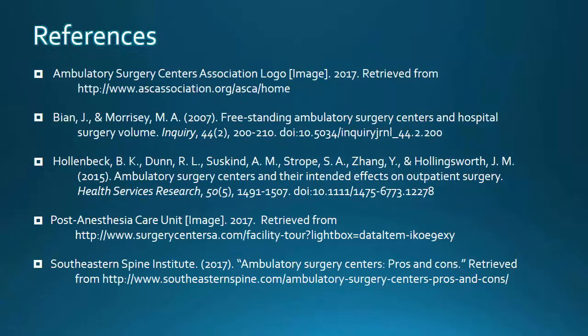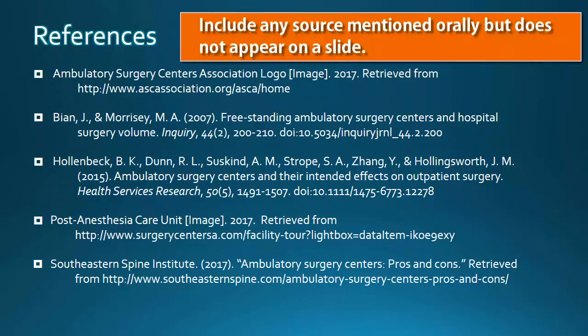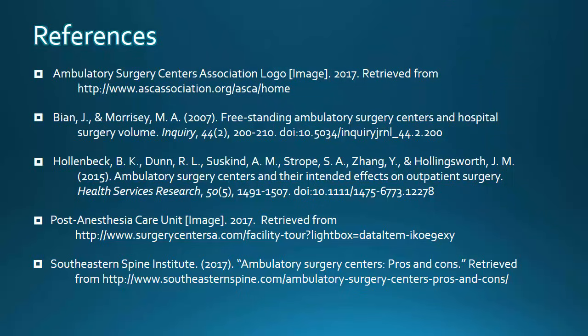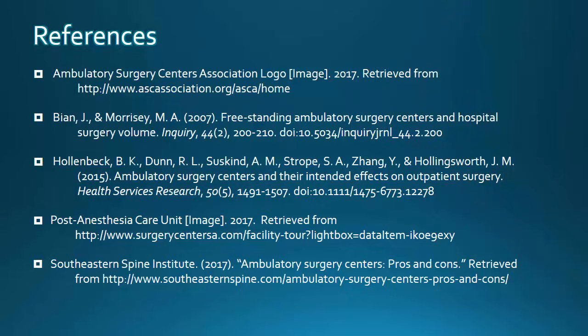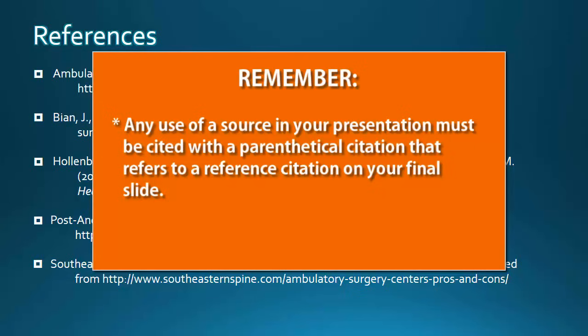The final slide should contain a complete list of any sources used in the presentation. This list should also include any source that was mentioned orally but does not appear on the slide. As usual, the references list is in alphabetical order, and citations are formatted according to the APA style manual for that source type. Finally, remember this. Any use of source material must be cited with a parenthetical citation that refers to a reference citation on your last slide.